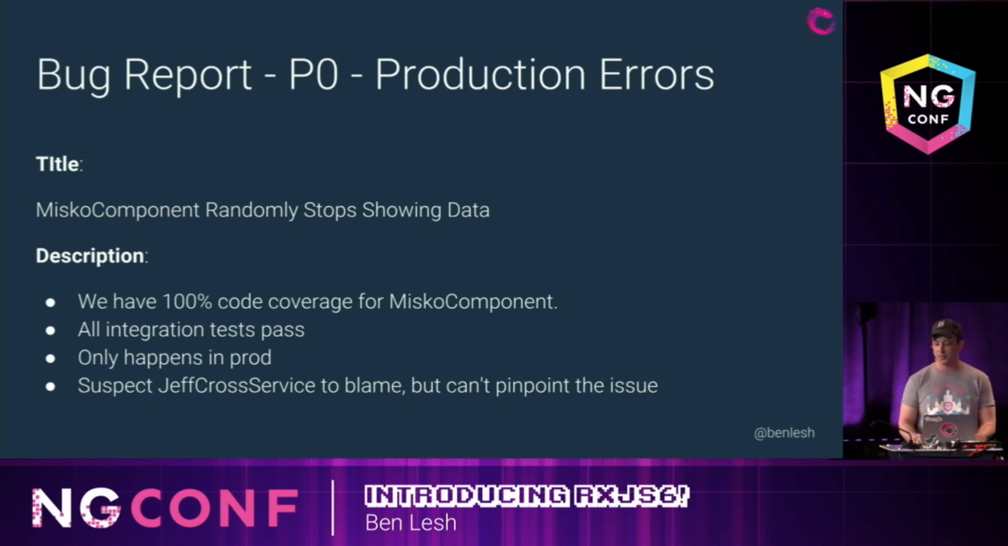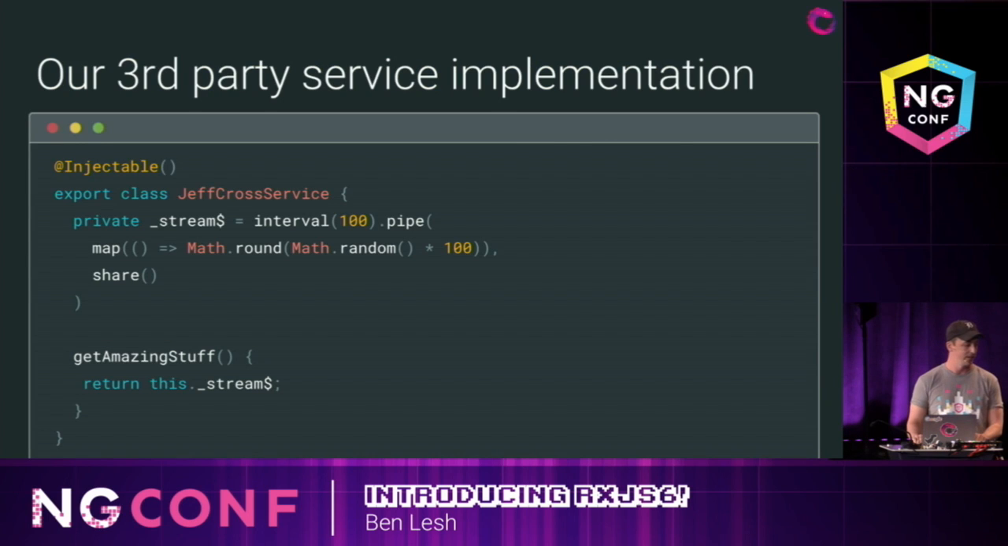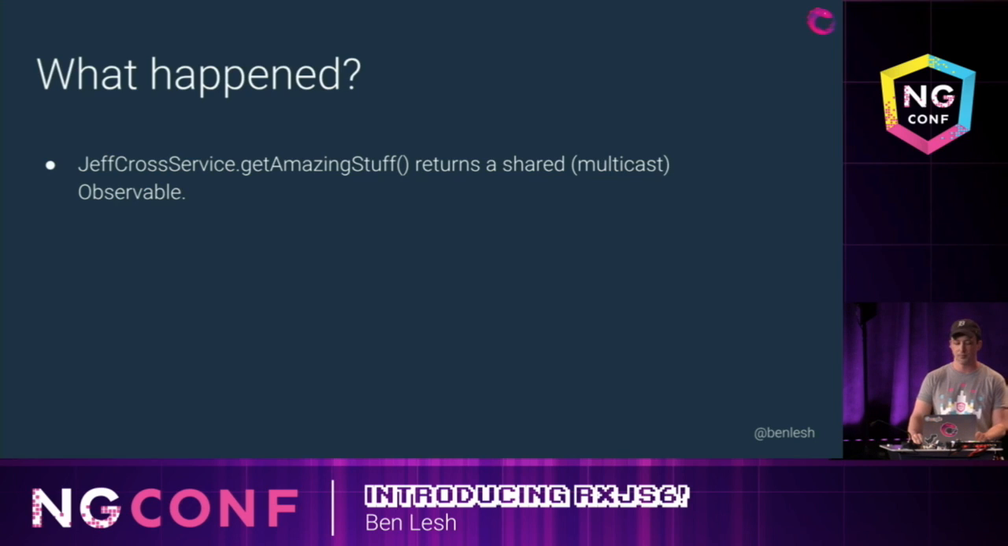So tasked with looking at this, let's go look at the Jeff Cross service. It's pretty simple. All it is, we've got this observable stream. It's an interval. We're mapping that to a random number, a random integer between 0 and 100, and we're sharing it. So we're multicasting it. So this doesn't look like there could be much wrong with this either, but I guarantee this is going to cause our producer interference problem.